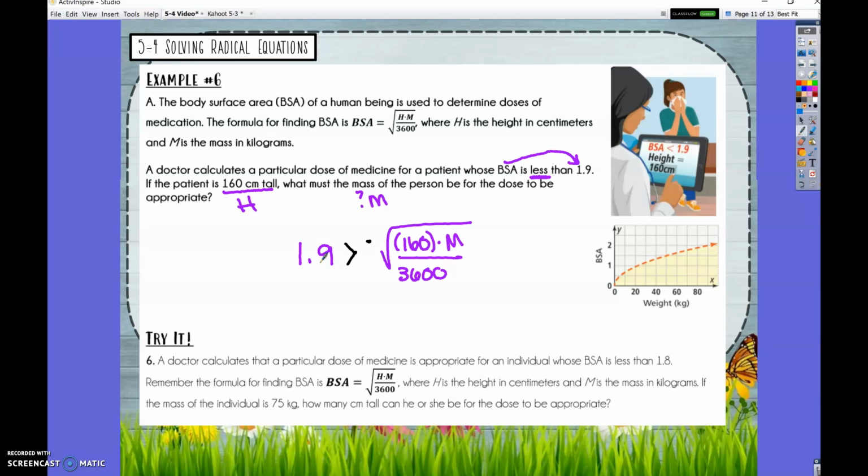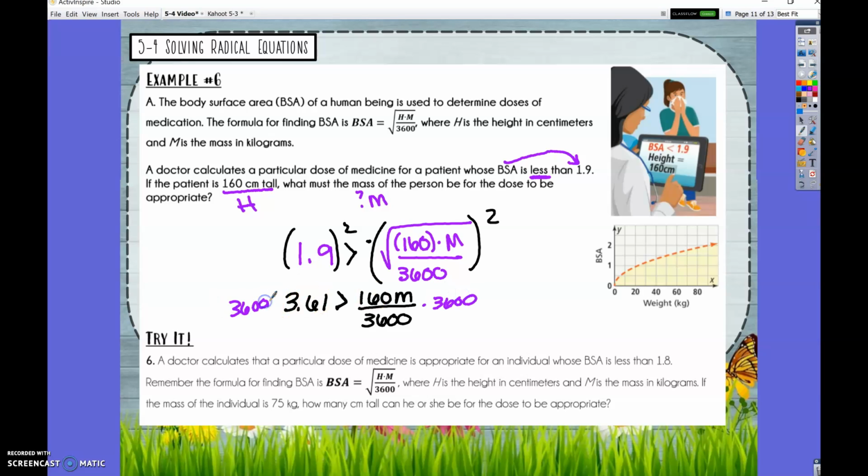So if we're going to solve this, we just follow those same protocols. We're going to square both sides first to get rid of that square root. So 1.9 squared comes out to 3.61. And then we can just treat this inequality symbol like an equal sign. If I square a square root, I'm left with just what's underneath. So 160m over 3600. Now I'll multiply by 3600 on both sides. And that gives me 12,996 is greater than 160m.